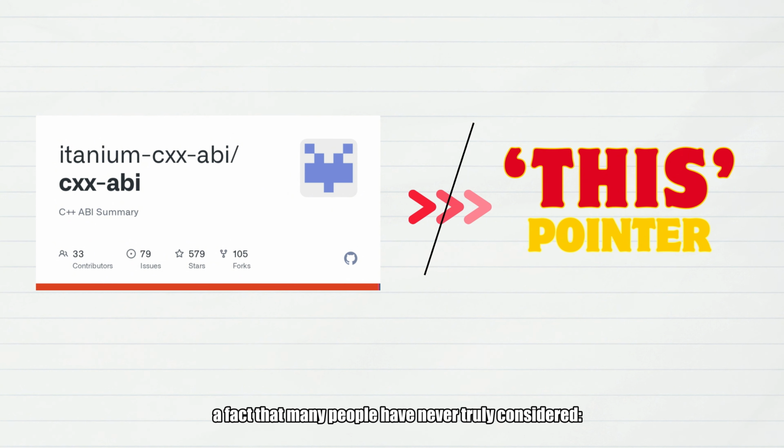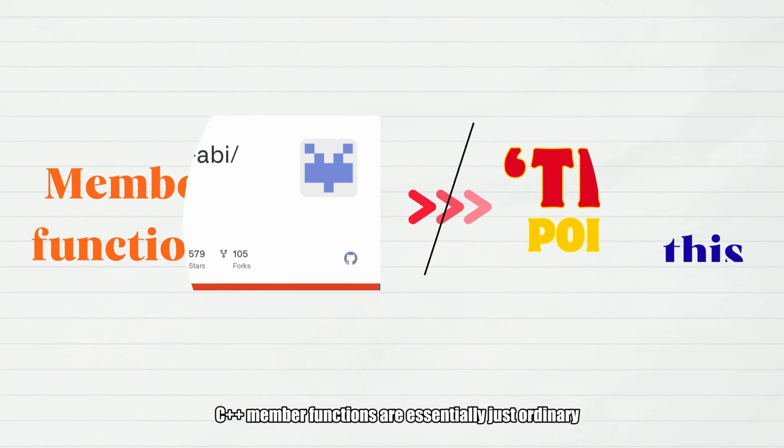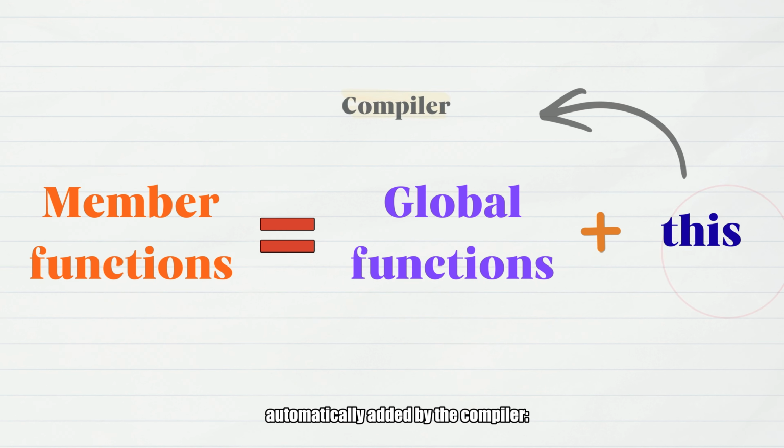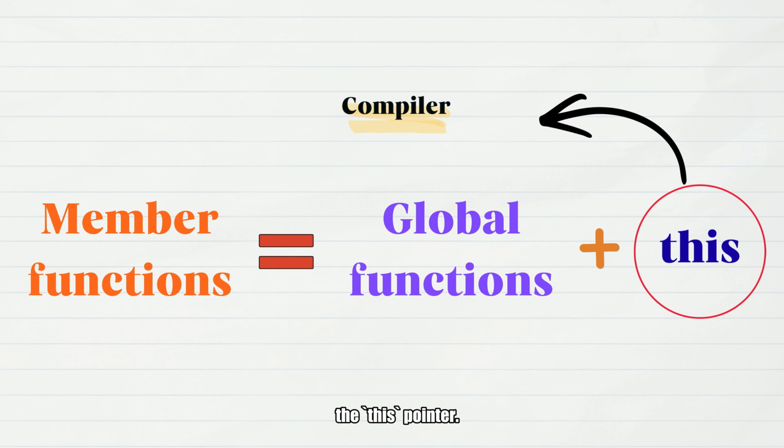Here's a fact that many people have never truly considered. C++ member functions are essentially just ordinary global functions, with one hidden parameter automatically added by the compiler. This parameter is generated by the compiler, governed by ABI conventions, and dynamically adjusted to support inheritance and polymorphism. Once you accept this fact, many previously confusing issues become clear.